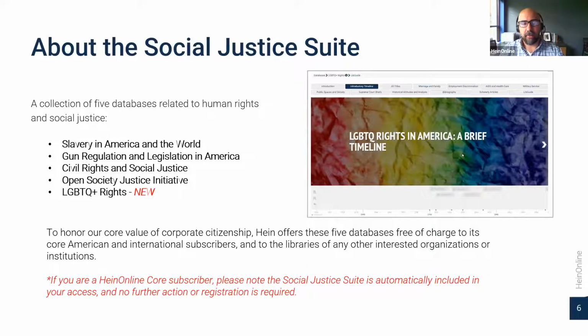Civil rights and social justice was created to help Hein expand the understanding of the fight for civil rights within the United States. It's got congressional hearings, congressional committee prints, legislative histories, Congressional Research Service and Government Accountability Office reports, and of course, landmark Supreme Court cases. The Open Society Justice Initiative focuses on providing legal support through human rights litigation. It includes reports, studies, and papers all surrounding the topic of human rights.